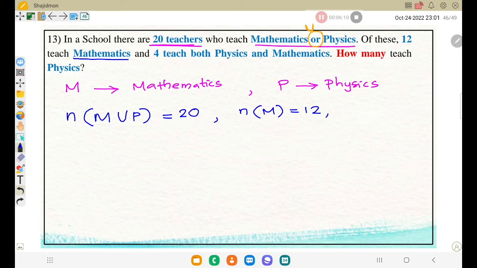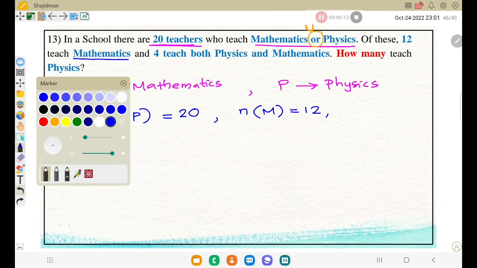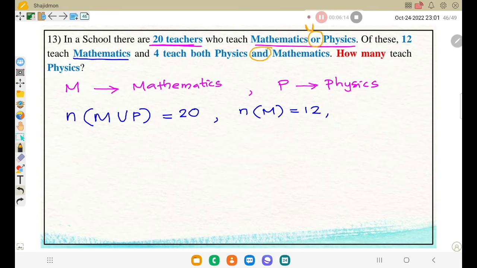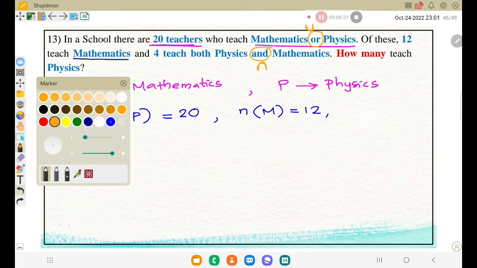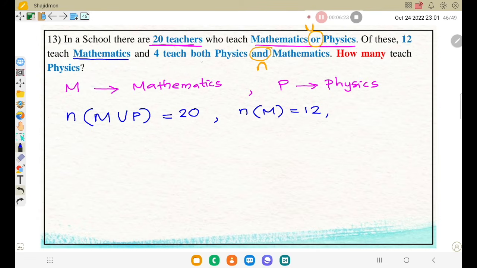Both. And means what is the symbol we are using for and? And means intersection. Okay, so 4 teachers teach both physics and mathematics. So number of teachers, mathematics and means intersection physics, equal to 4. Number of teachers teaching mathematics and physics.